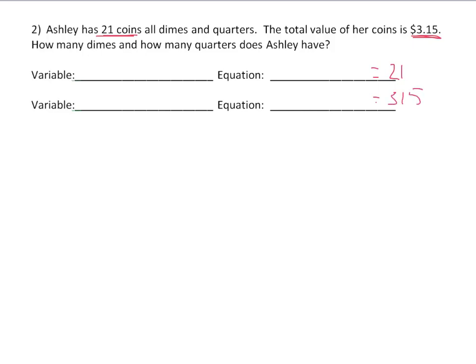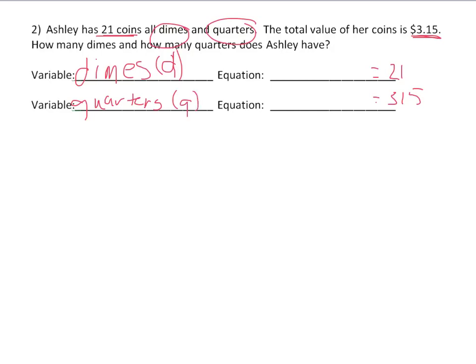Now, the two things that are unknown to us are the number of dimes and the number of quarters. So, we're going to fill that in the blank. Dimes, D, that's a D, and quarters, let's put that as a Q.